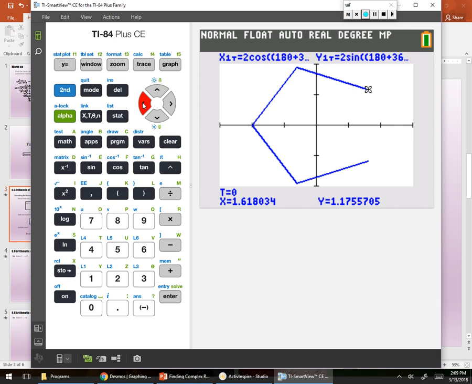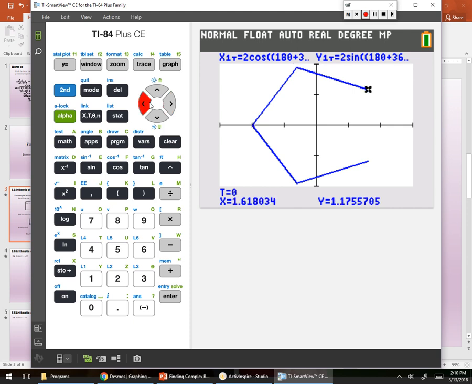Anyone recognize the x component? Yeah, it's the golden ratio. That's because we're looking at a pentagon, and the pentagon has all sorts of golden ratio-ness happening inside of it. So yeah, keep doing that.